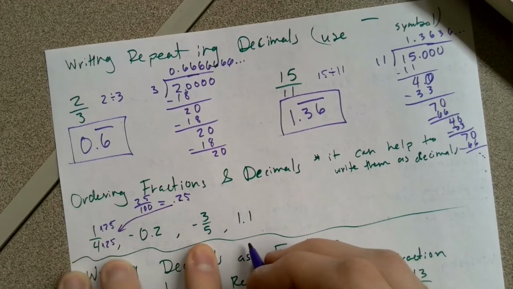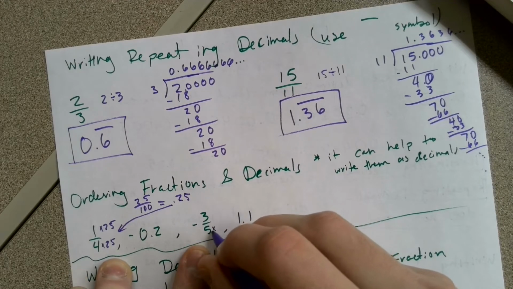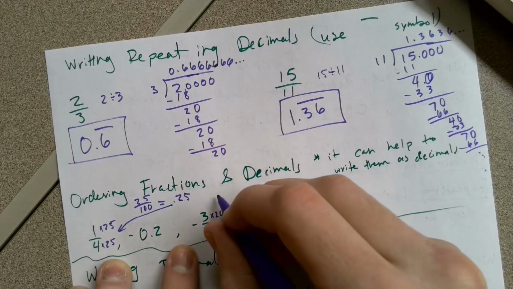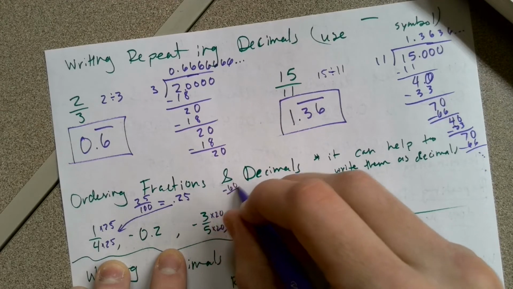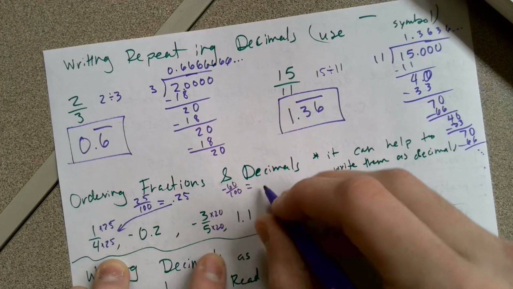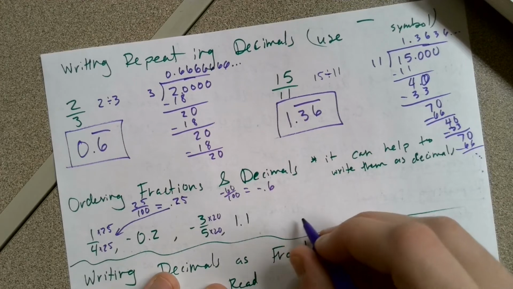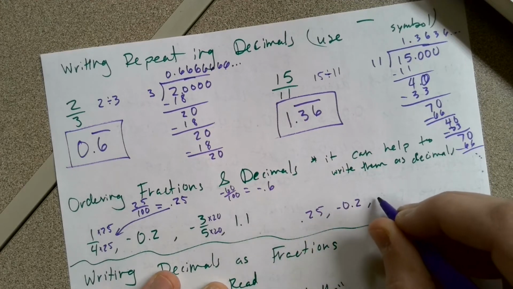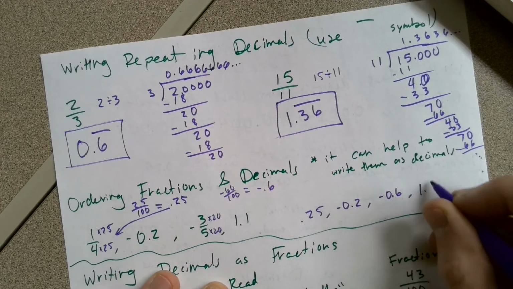Looking at this one, we can do the same. If we can make this 100, which we can in this case, we can multiply each side by 20. We're going to get negative 60 over 100, which we can make into a decimal of negative 0.6. Okay, we have all of our numbers now. We have 0.25, negative 0.2, negative 0.6, and 1.1.